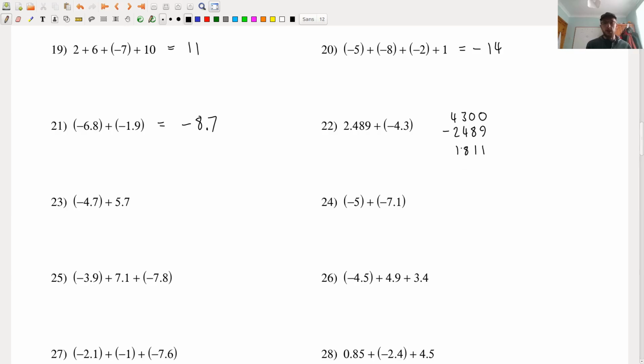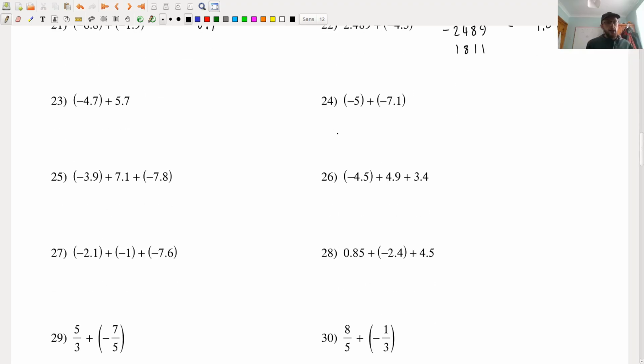Now I've got to make my adjustments. Okay, so I'm going to write down the digits that are involved, 1811. And know the decimal point is going to go here. And because it's a 2-ish number, take away a 4-ish number, I know it's going to be negative. That's how I honestly process it mentally. Okay. Negative 4.7 add 5.7. Well, that would be 1. Negative 5 add negative 7.1. That would be negative 12.1.